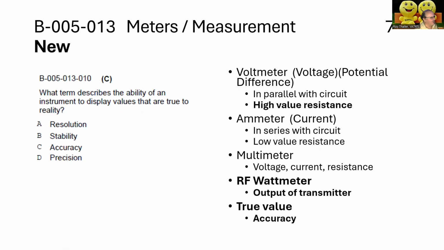A new question. What term describes the ability of an instrument to display values that are true to reality? So in this case, it would be the accuracy of the instrument. So C is the correct answer, accuracy.